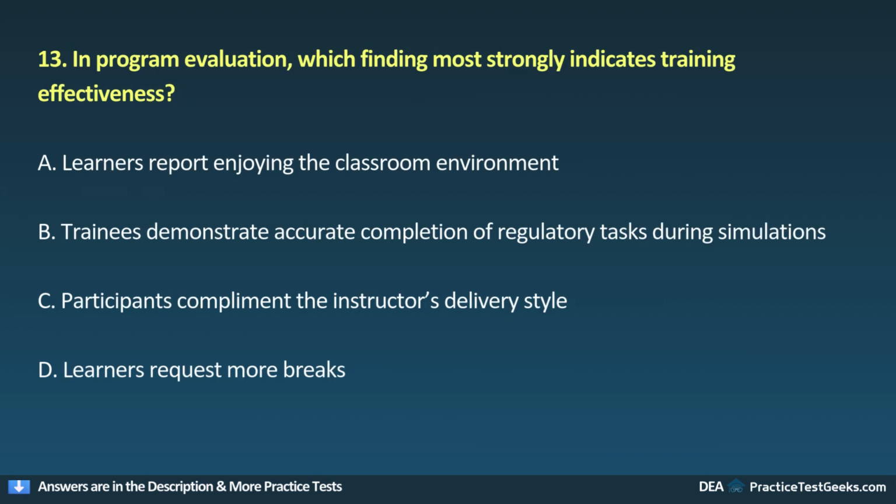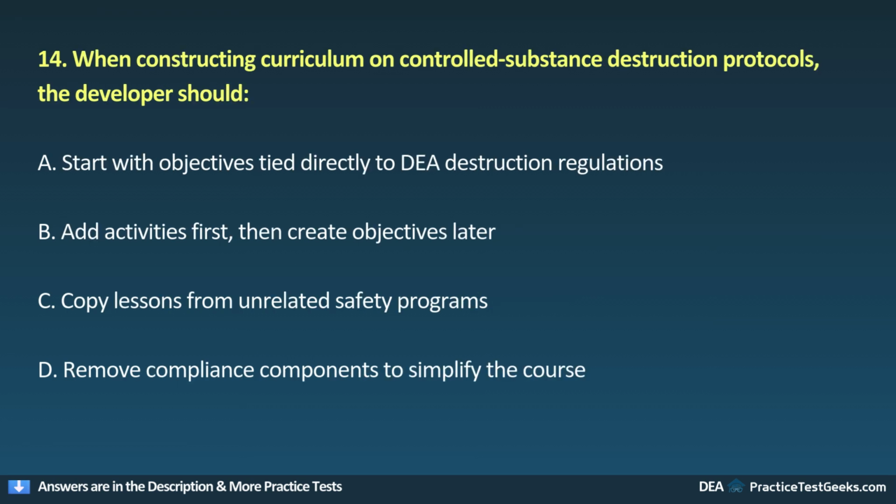13. In program evaluation, which finding most strongly indicates training effectiveness? A. Learners report enjoying the classroom environment. B. Trainees demonstrate accurate completion of regulatory tasks during simulations. C. Participants compliment the instructor's delivery style. D. Learners request more breaks.